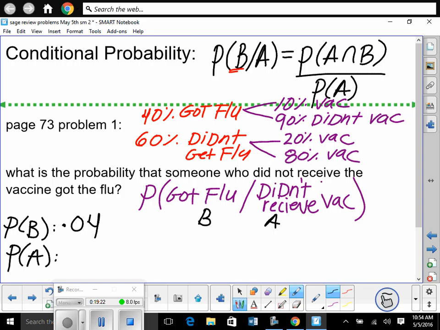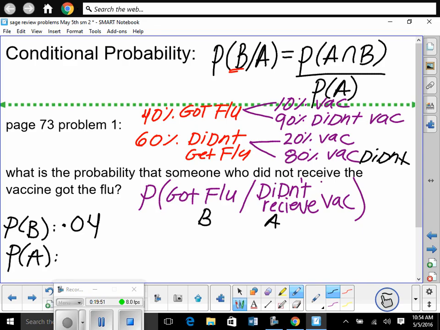Wasn't that did not receive vaccine? But they got the flu, right? Okay, there are two times they didn't receive the vaccine. No, that's where people mess it up. Right now we're just doing A, not given B, right? So A is did not get the vaccine. So what two times did that happen? Right here and right here, right? Calculate that probability. There are two times they did not receive the vaccine.